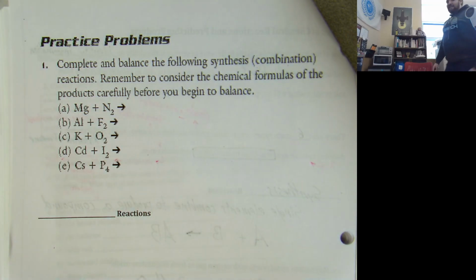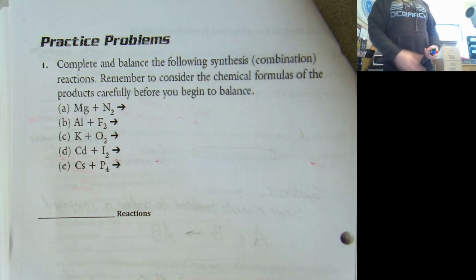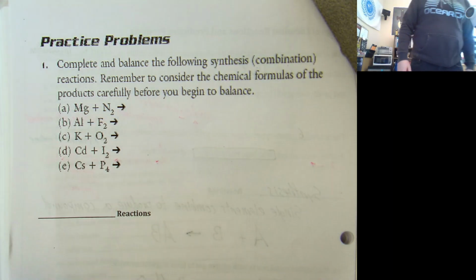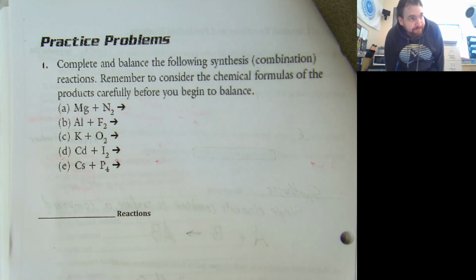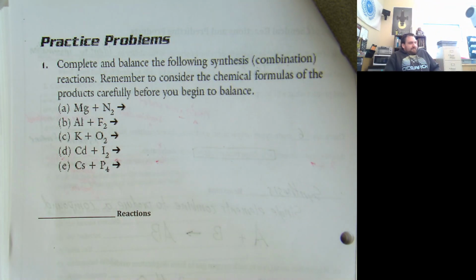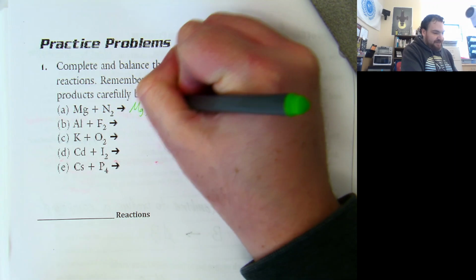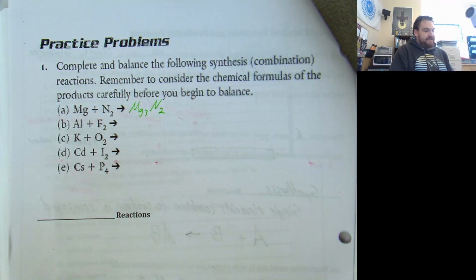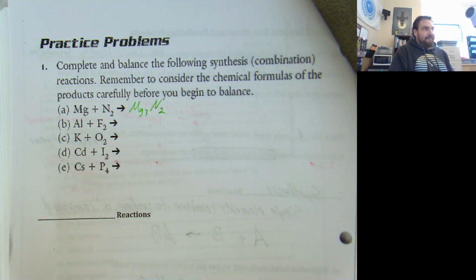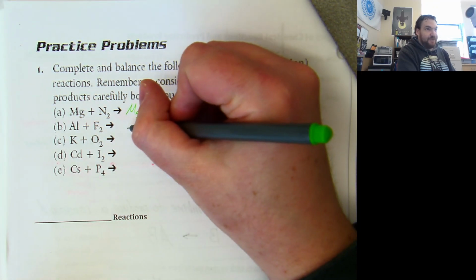You don't have to do any balancing. I just want you to build the products. Okay. So, Romina, what's A? Mg3N2. Yes. Muller. B. What's the product?